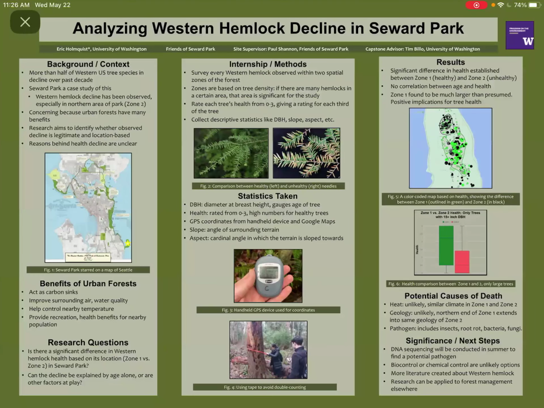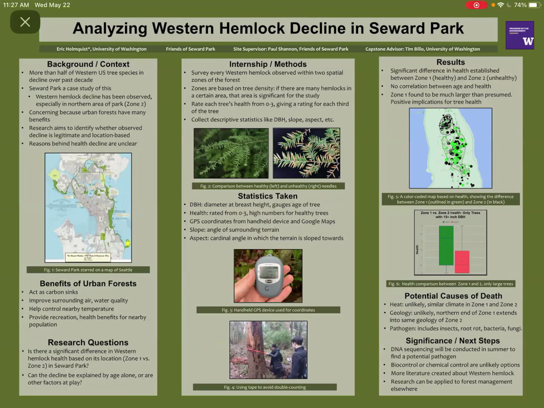For this study, I worked in Seward Park with the organization Friends of Seward Park, analyzing Western hemlock health. Seward Park is the largest forest within the bounds of Seattle. It's a very popular spot for people to go and walk around. Very importantly, it's an urban forest, so it has significant effects serving as a carbon sink, mitigating pollution by removing particulate matter from the air, acting as a habitat for wildlife, and providing recreation for nearby residents.